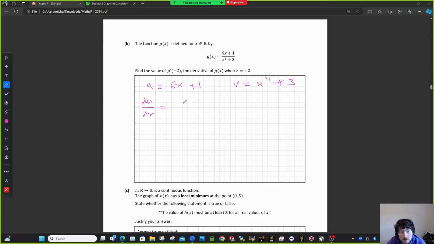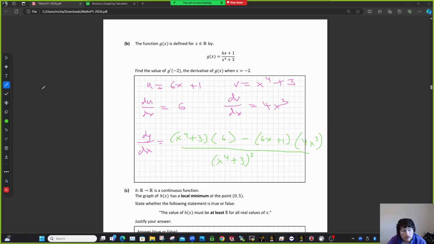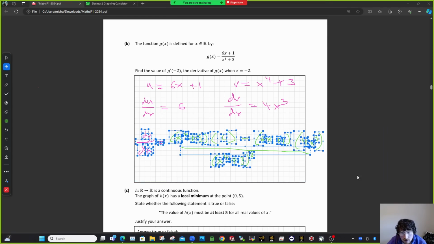du dx is 6. dv dx is 4x cubed. Go to your formula tables, get the formula. It goes v, and v is this fellow here, x to the 4 plus 3, times du dx, which is 6, minus u, 6x plus 1, times dv dx, which is 4x to the 3, all over v squared, which is x to the 4 plus 3 squared. Now, you don't waste any time tidying that up because you're about to put a value in for it.